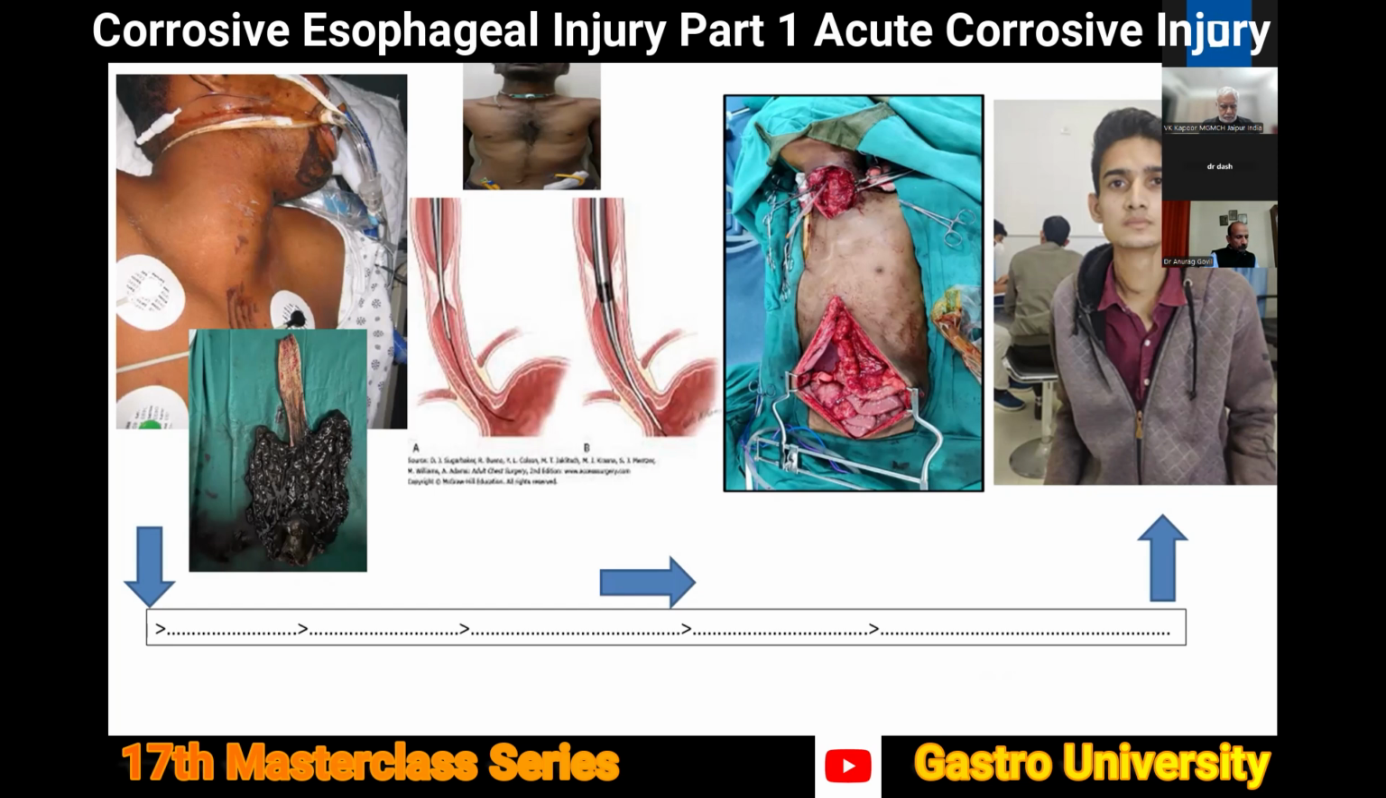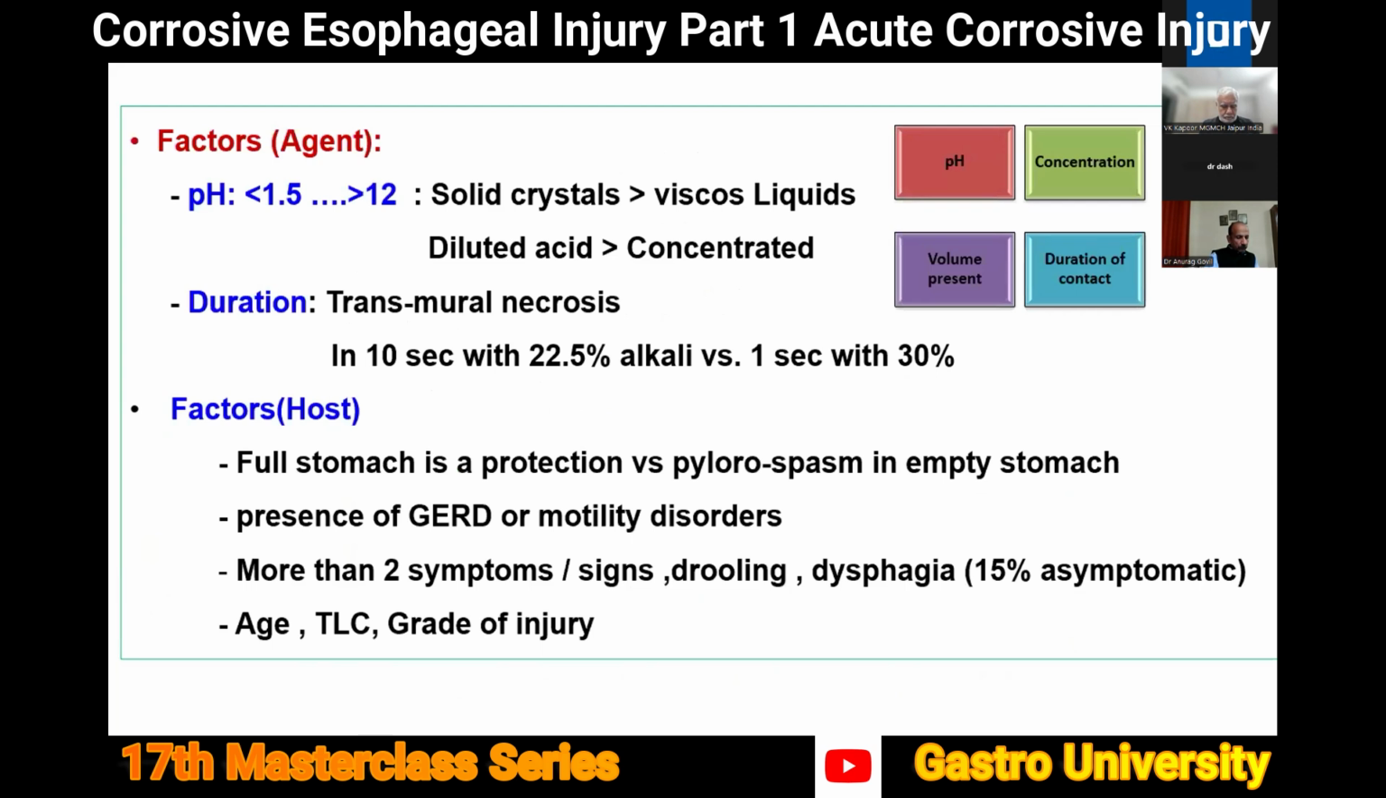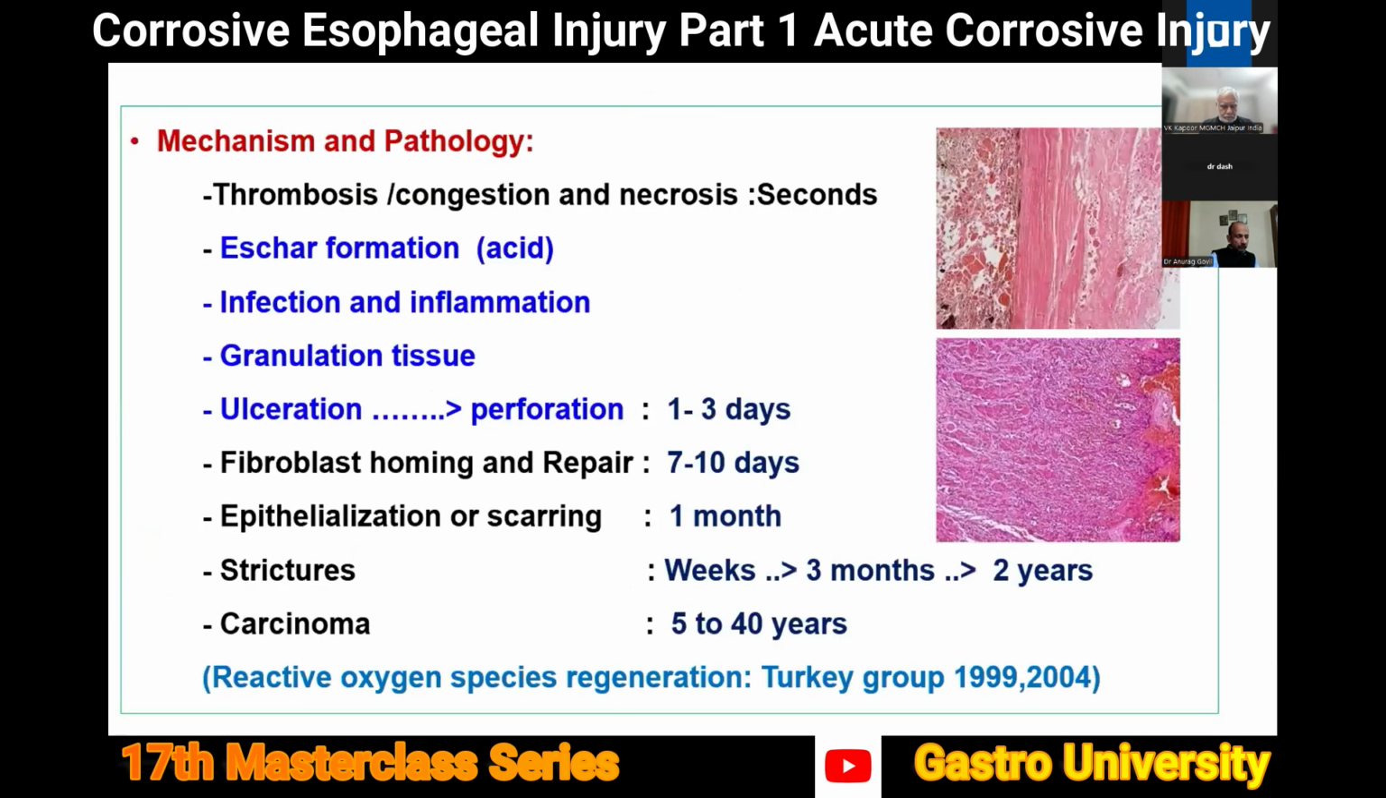And then the reparative stage starts. The fibroblasts are laid down, and repair continues up to 10 days. And over that, either epithelialization can occur, or there could be further cicatrization or scarring. This mostly proceeds for about a month. The strictures can occur within weeks, mostly within the third or fourth month, and they may continue to progress up to 2 years, even more than that. We will discuss the incidence of carcinoma today in the later part of our discussion.